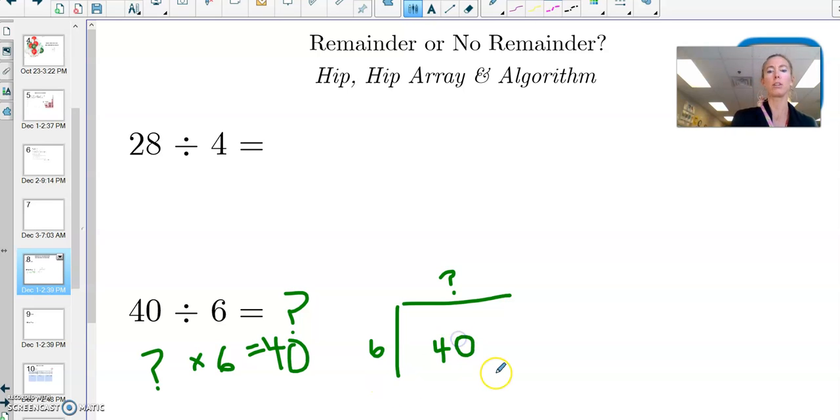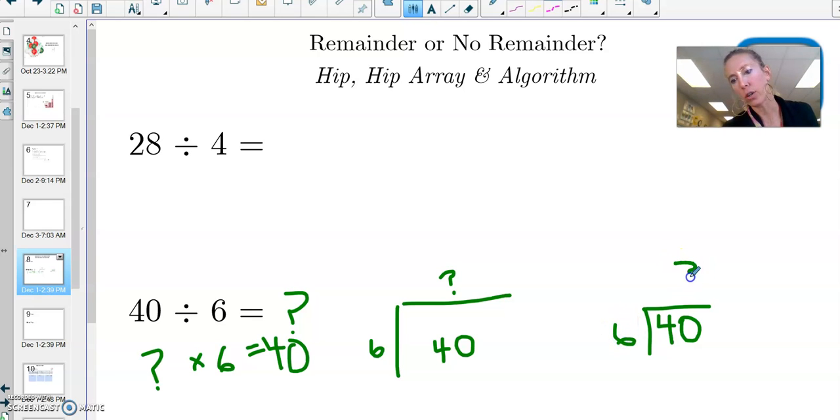Okay, so there's my array started. Let's start the algorithm. I have 40 for my dividend. My divisor, what I'm dividing by, is what? 6? And I don't know the answer yet. Although here I do know it could potentially be a 2-digit number. So now I start. And I say, okay, could I start in the tens place? Is this going to be 10? All right, I could try a 10.